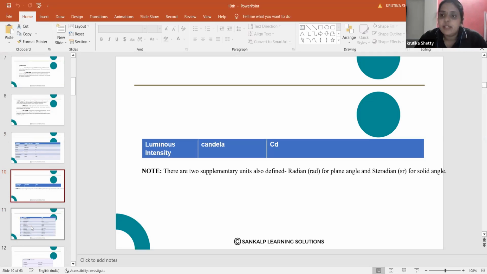Besides this, 2 supplementary units are there. So what are the supplementary units? That is radian for the plane angle, steradian for the solid angle.